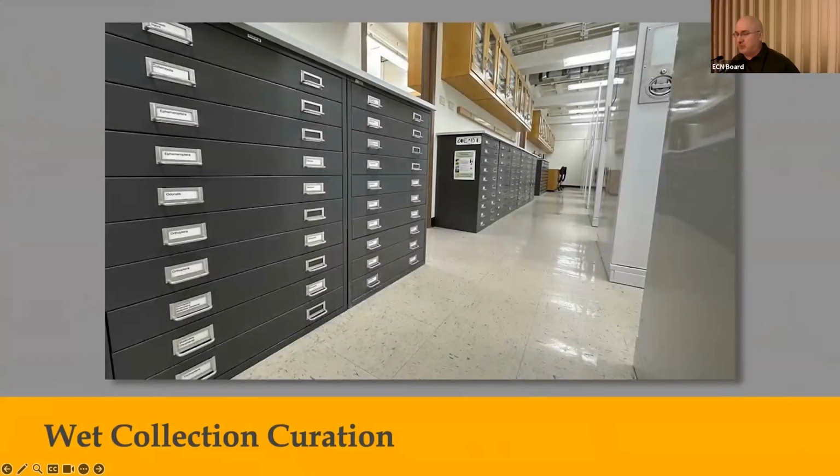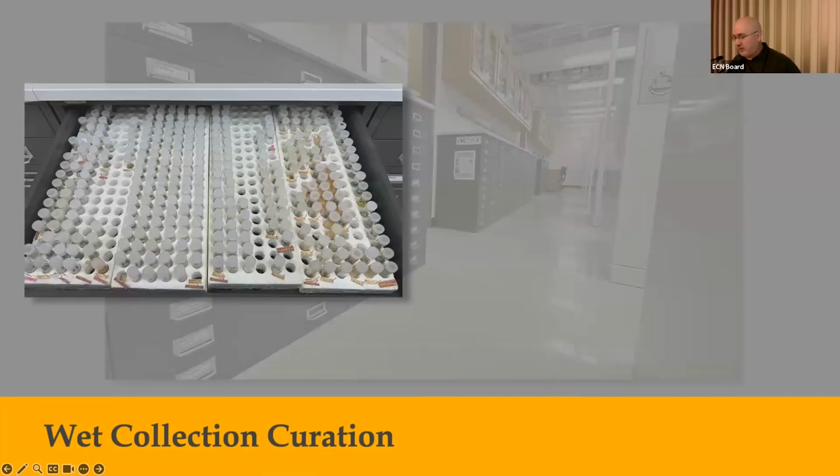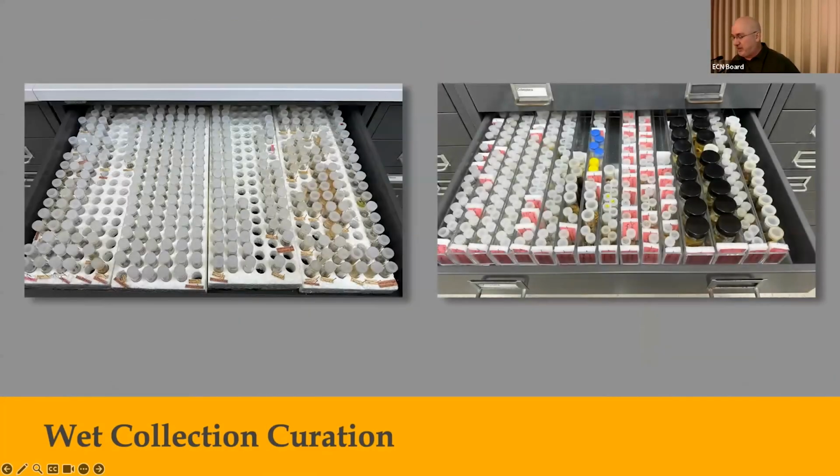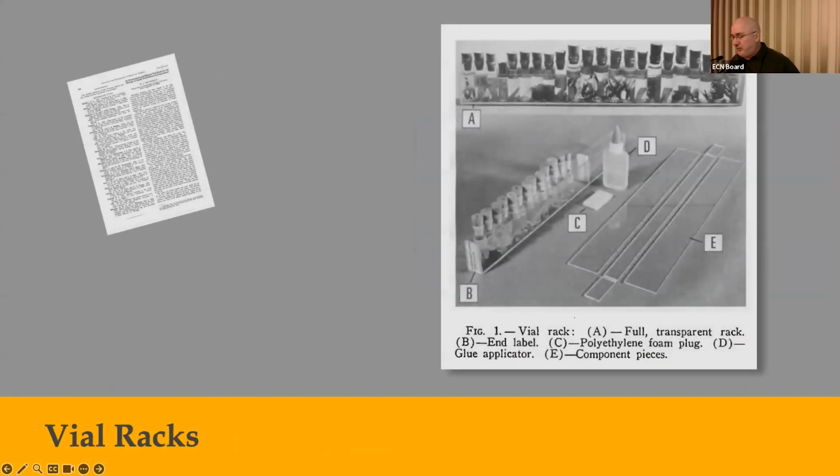Organizing and storing our curated wet collection is another ongoing challenge. Most of our curated alcohol specimens are in 1-gram vials, and a large part of this collection is kept in these metal flat file cabinets. We've been gradually transitioning from storing vials in these styrofoam vial racks or vial trays to plexiglass vial racks as time and resources permit. The vial racks we use are modeled after this design, published nearly 50 years ago, and getting new vial racks made is a slow, labor-intensive process, at least at our institution.